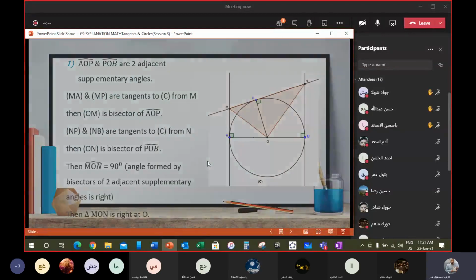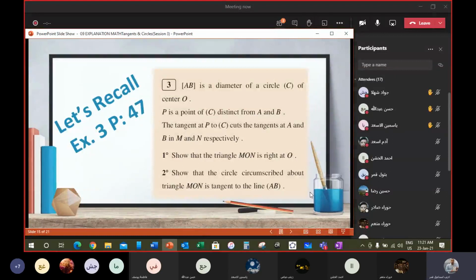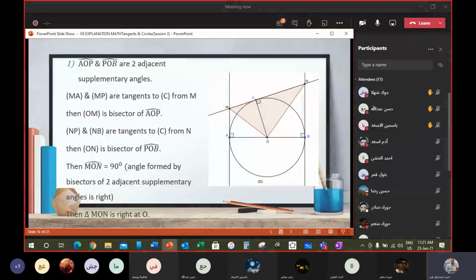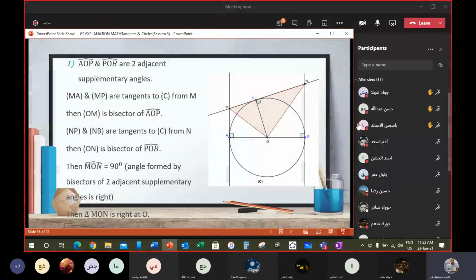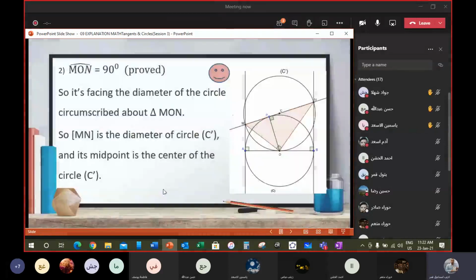In the second part, what is required to prove? Show that the circle circumscribed about triangle MON is tangent to the line AB. So I draw the circle circumscribed about the triangle MON, and we want to prove that this circle is tangent. Circle C prime is the circle circumscribed about triangle MON, which takes the perpendicular bisectors.